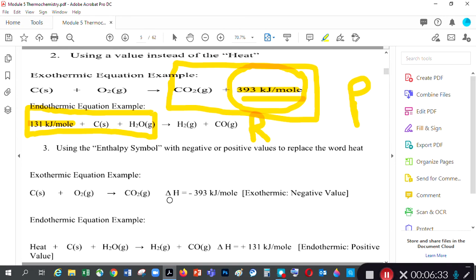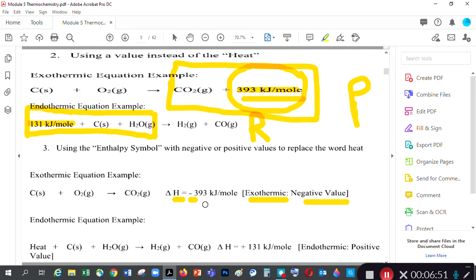I put the delta H, this H is enthalpy. The enthalpy difference is negative. So you see the key is negative. Negative means exothermic. So if I have an exothermic reaction, I have to put a negative value in front, okay?